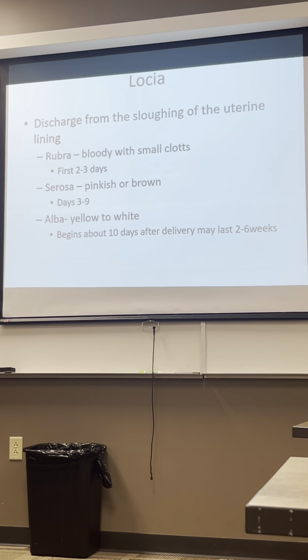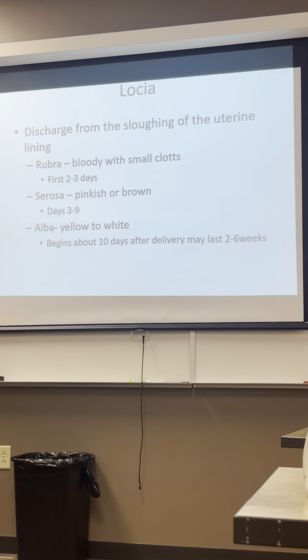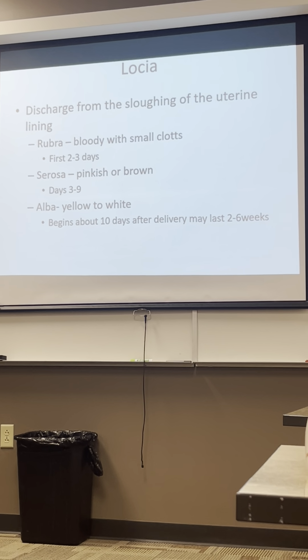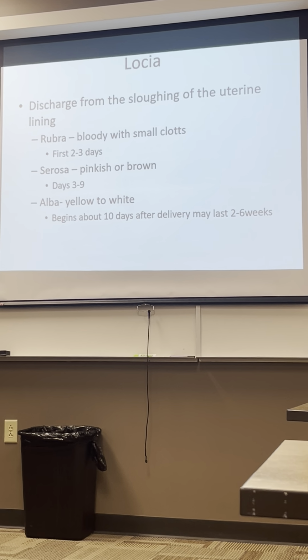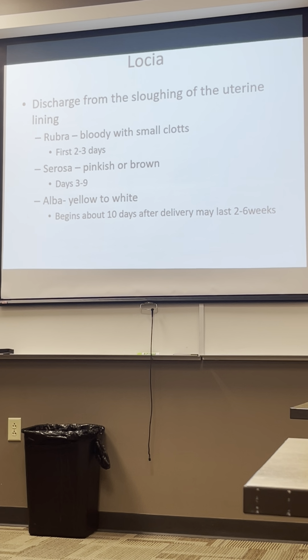And the lochia is discharge. So rubra, bloody with small clots, usually the first 2 to 3 days. Serosa, pink or brownish, about day 3 to day 9. And alba begins about day 10 and may last for several weeks after.